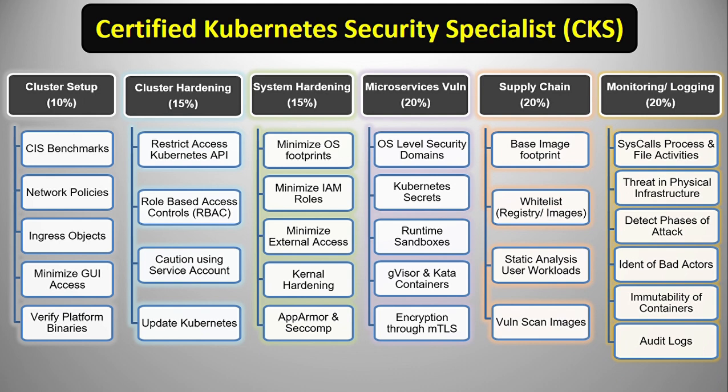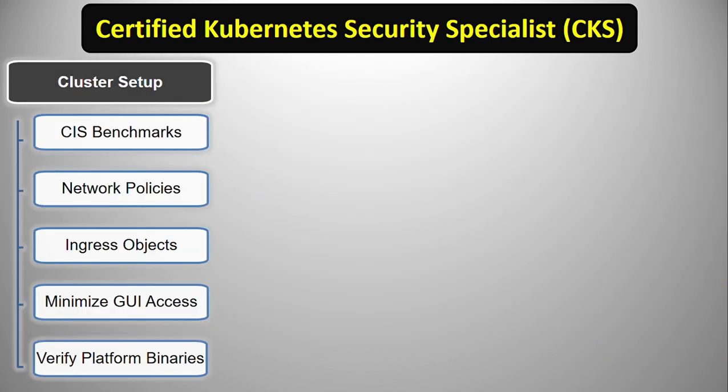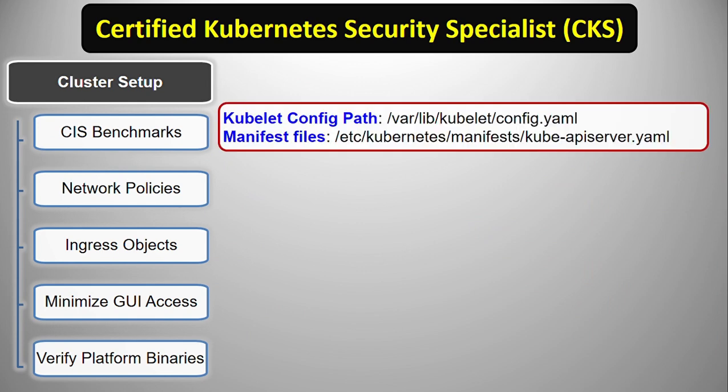First domain is cluster setup, having 10% weightage, comprising CIS benchmarks, network policies, ingress objects, minimizing GUI access, and verifying platform binaries. Starting with CIS benchmark, which provides prescriptive configuration recommendations of best security practices.